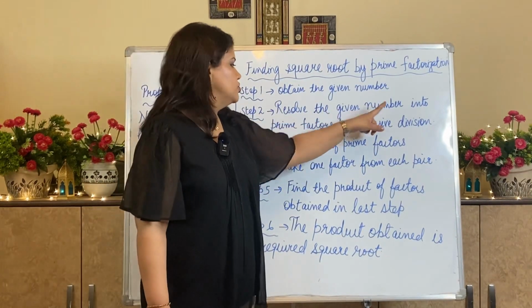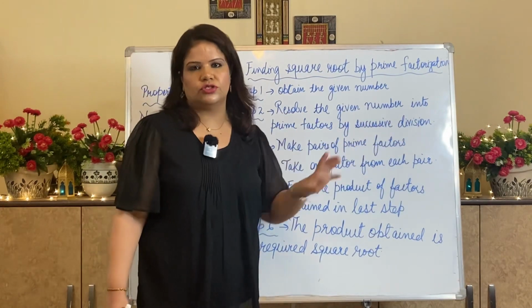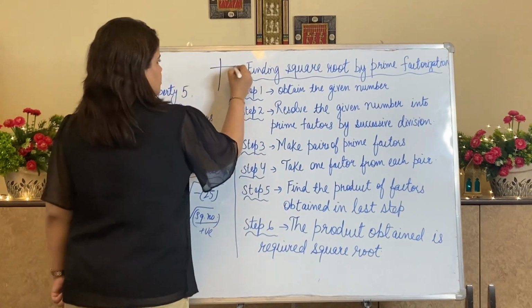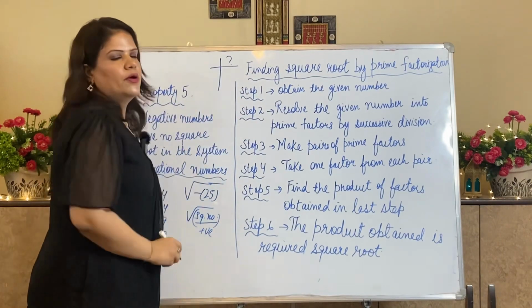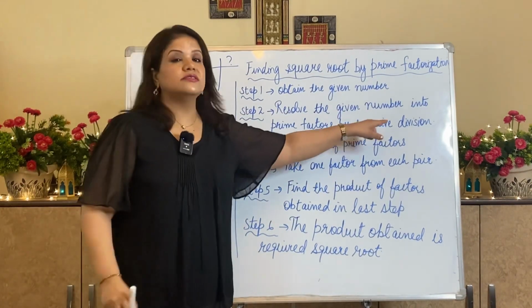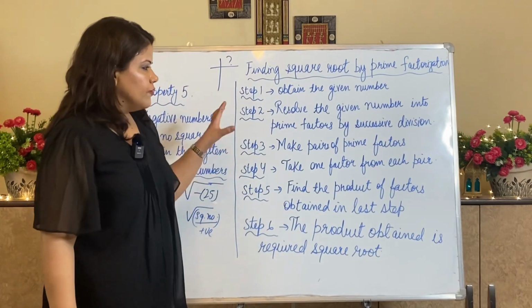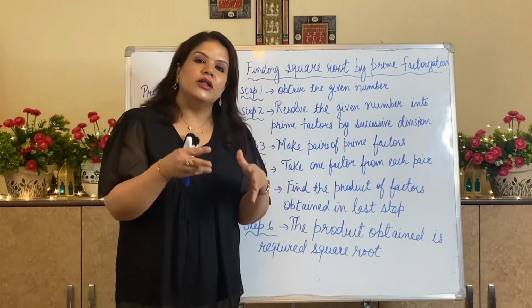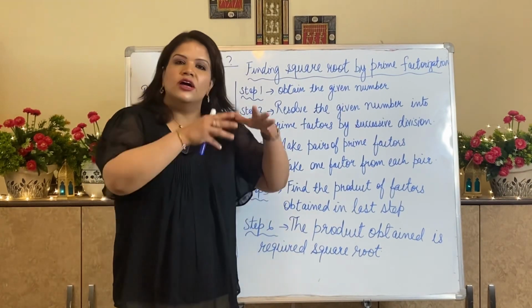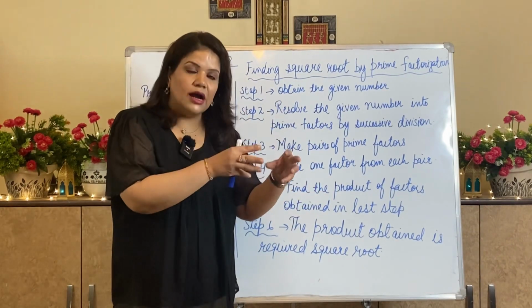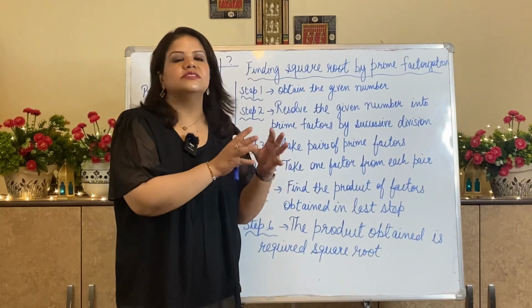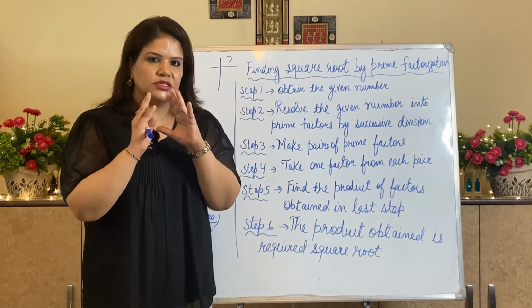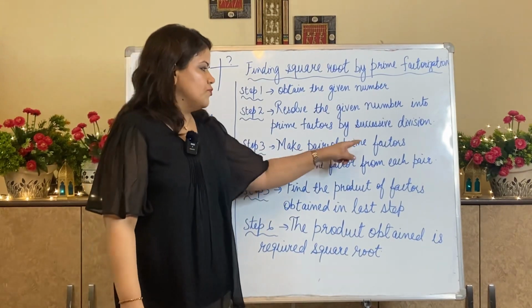Step 2: Resolve the given number into prime factors by successive division. I had told you how to prime factorize using this sign. You will write that number here and prime factorize it using the successive division method. After that, whatever factors you get, you will make pairs of them. In each pair, you will have equal factors, like 2 into 2 is 1 pair, with both factors of the same value. 3 into 3 is 1 pair, both the factors equal and of the same value. Make pairs of prime factors.